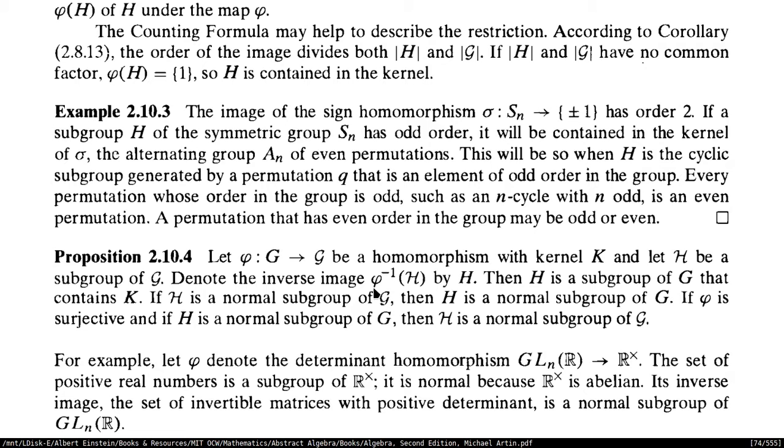So if you take the determinant, as we've seen before, the homomorphism going from GL_n(R), the general linear group, to the real numbers under multiplication, R cross, the set of positive real numbers is going to be a subgroup of R cross, right?